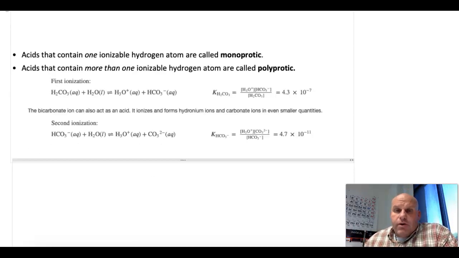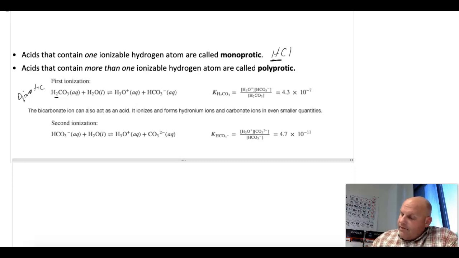The HCl we saw in our first problem was an example of a monoprotic acid because it only has one ionizable hydrogen. If I have more than one, it would be considered polyprotic, where something like the carbonic acid you see here has two hydrogens. So technically, this would be diprotic. And if I had something with three hydrogens, like phosphoric acid, this would be triprotic.